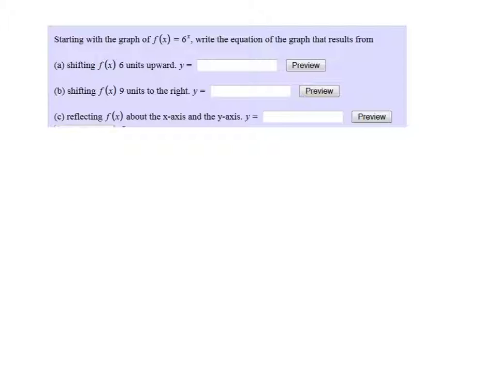Now for part B, we want to move it to the right. So in this case, that's where we're dealing with that f of x minus h. We want to move to the right, so it's a positive. So we're going to do 6 raised to the x minus 9. See, that's the inside, inside the parentheses, because we have 6 to the x. And the negative will move it to the right 9.